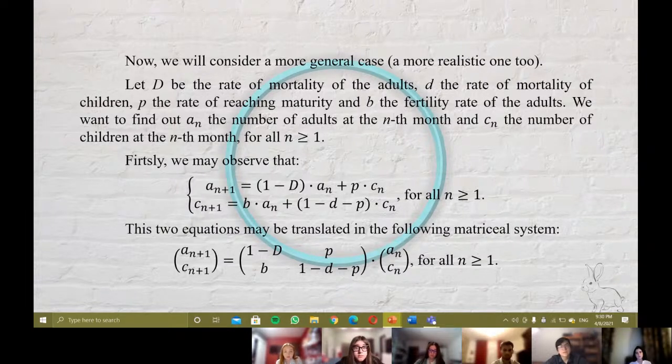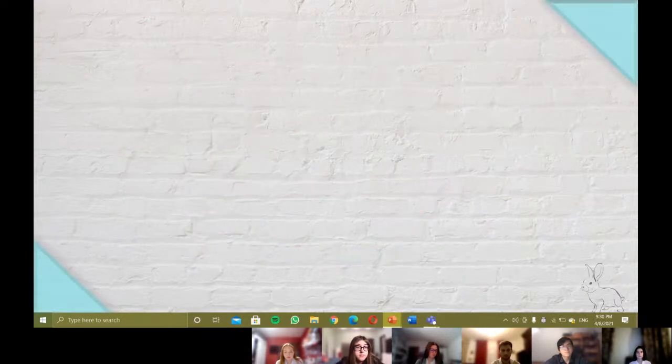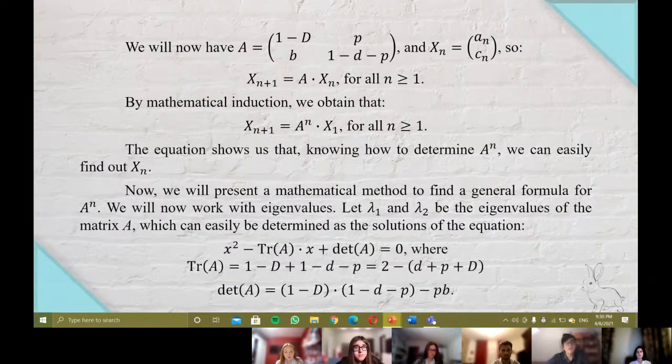These two equations may be translated in the following matricial system for all n greater or equal than 1. We will now have A, the following matrix, and xn equals (an, cn). So xn+1 equals A multiplied by xn for all n greater or equal than 1. By mathematical induction, we obtain that xn+1 equals A to the power n multiplied by x1 for all n greater or equal than 1. The equation shows us that, knowing how to determine A to the power n, we can easily find out xn.